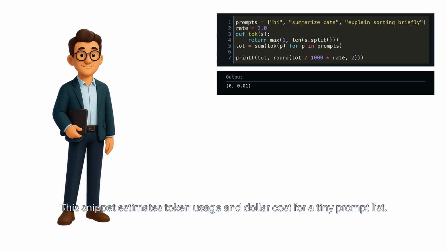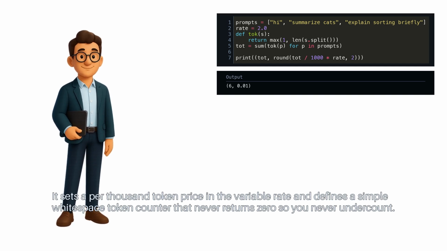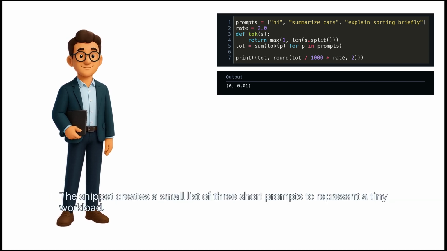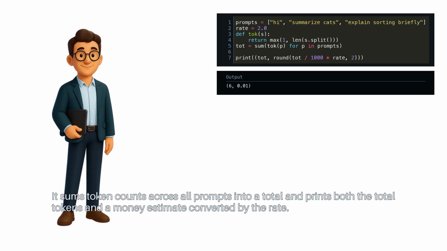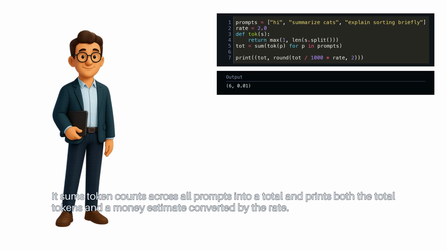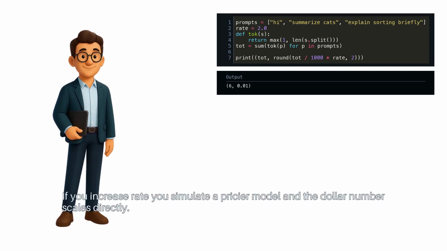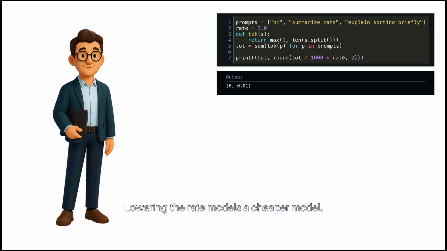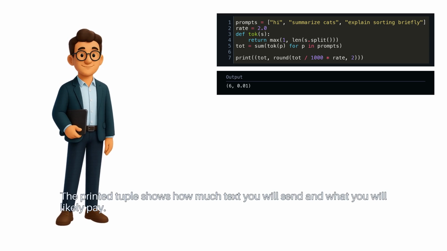This snippet estimates token usage and dollar cost for a tiny prompt list. It sets a per 1,000 token price in the variable rate and defines a simple whitespace token counter that never returns zero, so you never undercount. The snippet creates a small list of 3 short prompts to represent a tiny workload. It sums token counts across all prompts into a total and prints both the total tokens and a money estimate converted by the rate. If you increase rate, you simulate a pricier model and the dollar number scales directly. Lowering the rate models a cheaper model. The printed tuple shows how much text you will send and what you will likely pay.